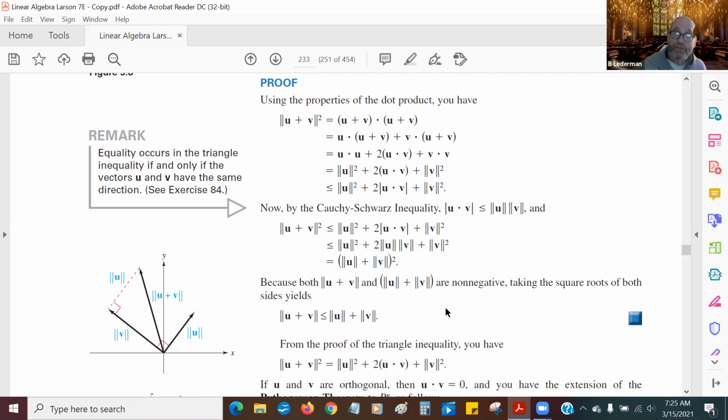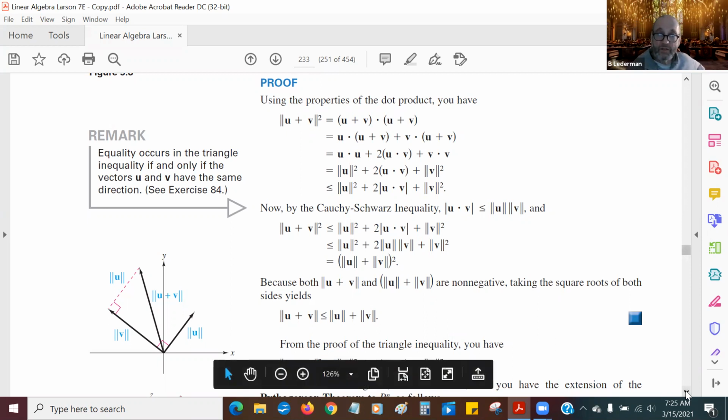Again, if it was just on the plane, if it's geometry, it's quite obvious that adding two sides of a triangle is going to be greater than or equal to the third side. So that is the story here.